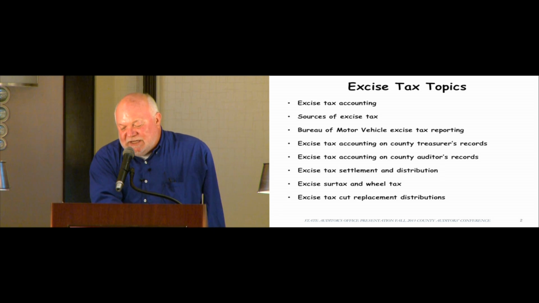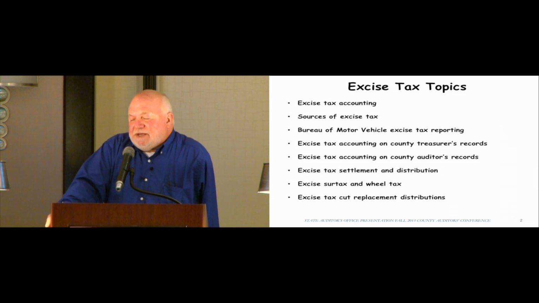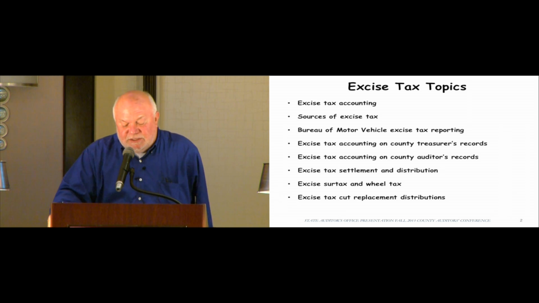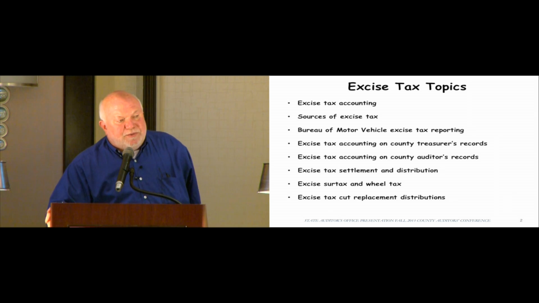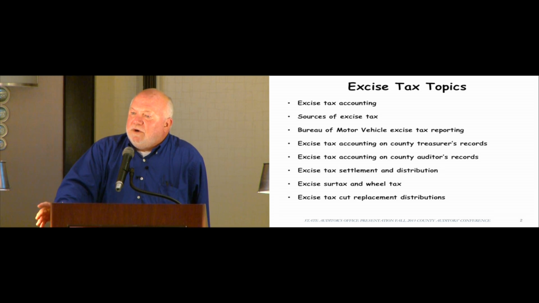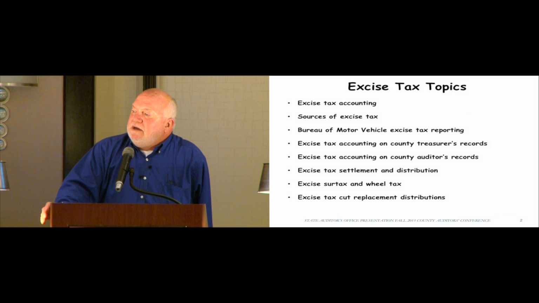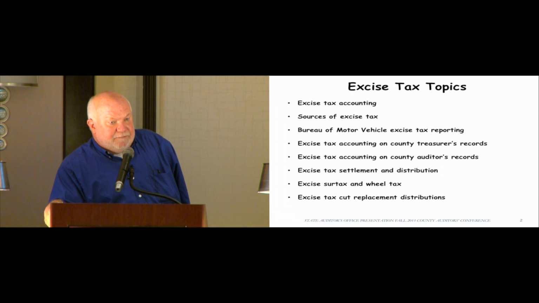But before I go on to excise, I do want to mention one thing, and this relates to this morning's circuit breaker session. You may already know this, but on your abstract, whenever there is circuit breaker, the amounts in sections 2 through 4 of the abstract are the fund amounts after the circuit breaker has been deducted. So those fund amounts are net of the circuit breaker, if you have circuit breaker.